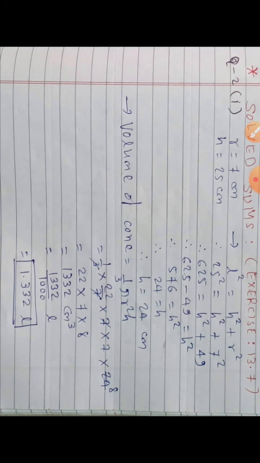Okay, so just very simple. A few things you have to keep in mind. First of all, in volume, height is needed, not slant height. So always keep in mind, whenever height is not given, at that time first go through that first step, then only find volume.